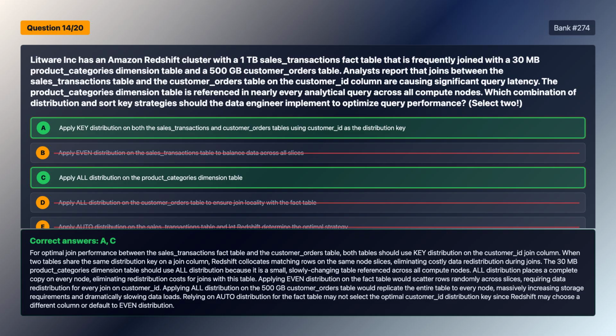Relying on auto distribution for the fact table may not select the optimal customer ID distribution key, since Redshift may choose a different column or default to even distribution.